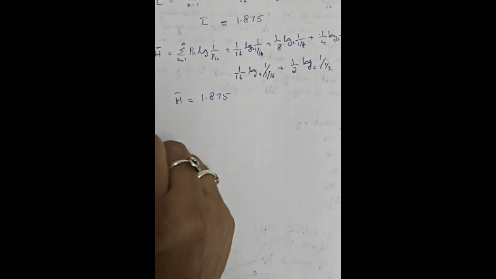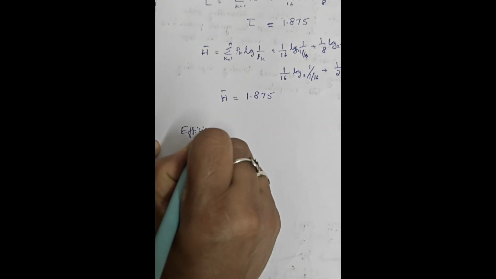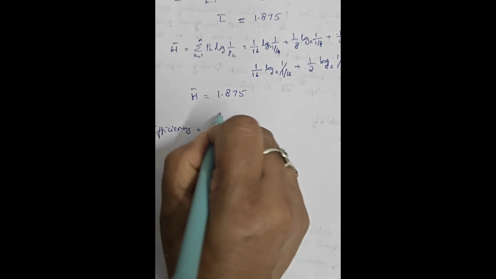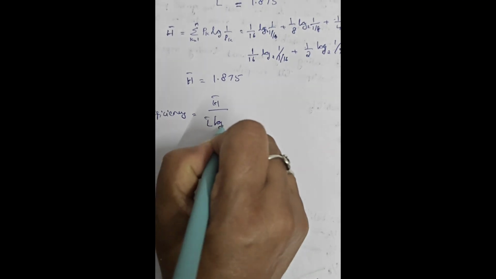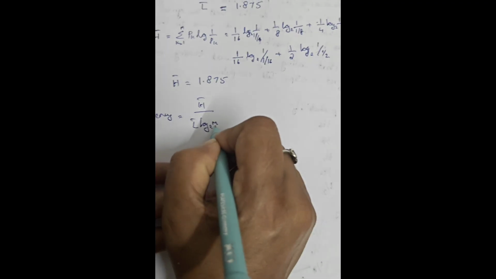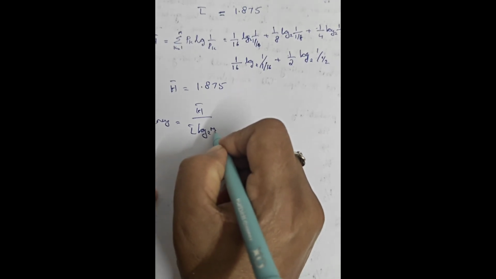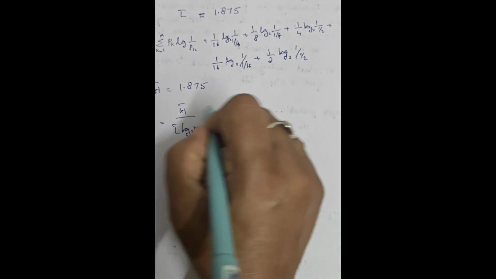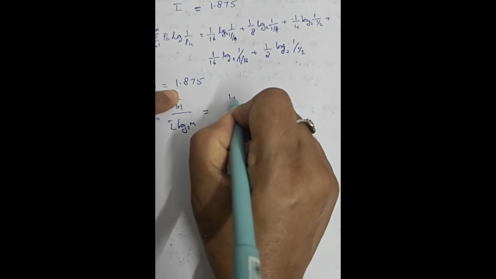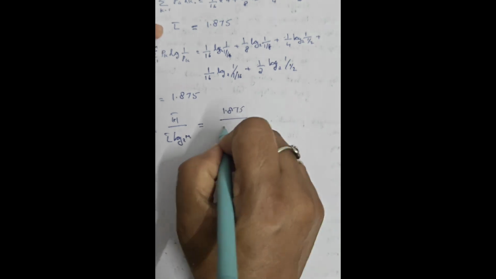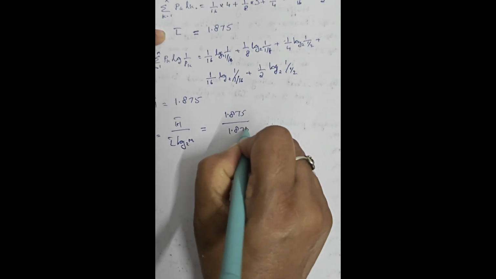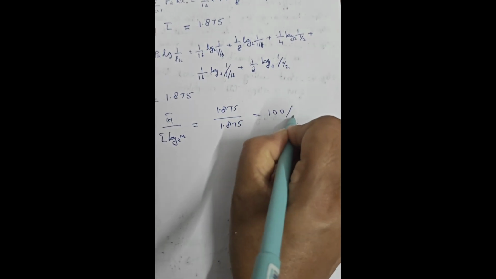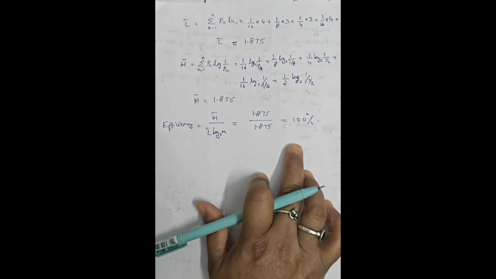And the efficiency, as usual, what is the formula for efficiency? It will be equal to H bar divided by L bar log 2 m. So again m will be 2, since we are using only 0 and 1. So log 2 will be equal to 1. And so your efficiency will be equal to H bar 1.875 divided by our L bar 1.875. So again it will be equal to 100%. So we have seen that this also has got 100% efficiency.